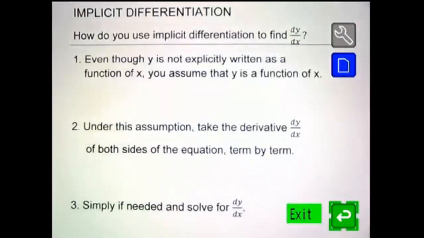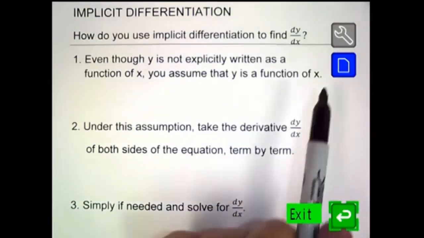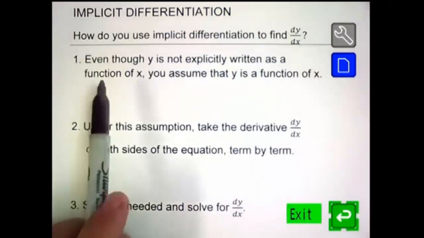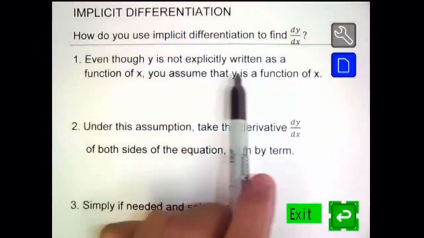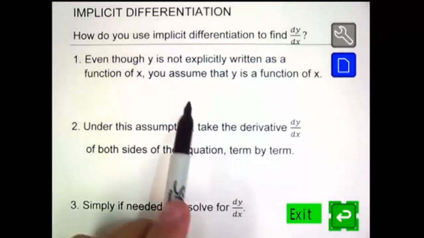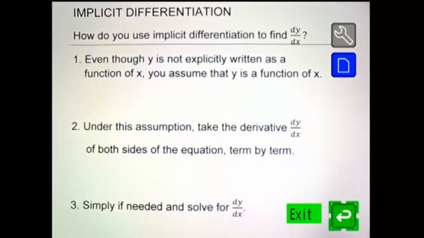Now I want to say something about how do you do it? How do you use implicit differentiation to find the derivative dy over dx? And it's basically a three-step process. Right now I don't want you to get caught up in all the details, but basically understand the big picture idea. There are three basic steps. First, even though y is not explicitly written as a function of x, like the second column of equations that I was showing you earlier, you do make the assumption that y is some function of x.